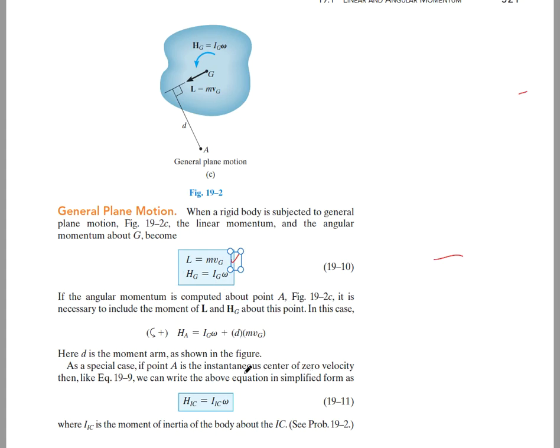Now we could instead evaluate angular momentum about the instant center of the body. So for that particular position, find the instant center, calculate the mass moment of inertia of the body about the instant center, and multiply it with the omega vector, which has a k direction, and this gives us the angular momentum about the instant center.